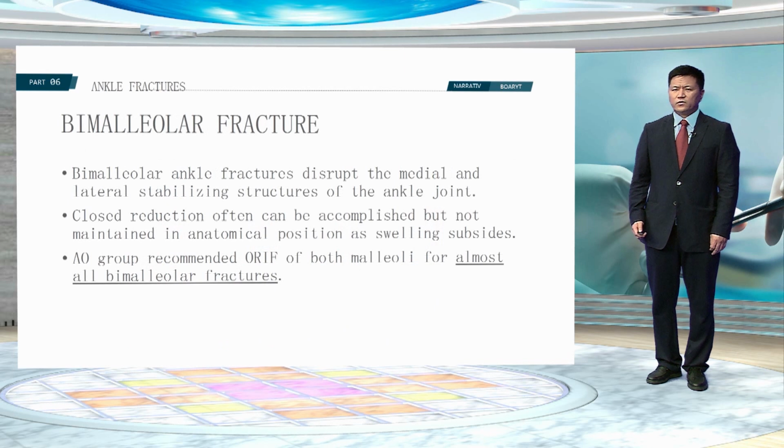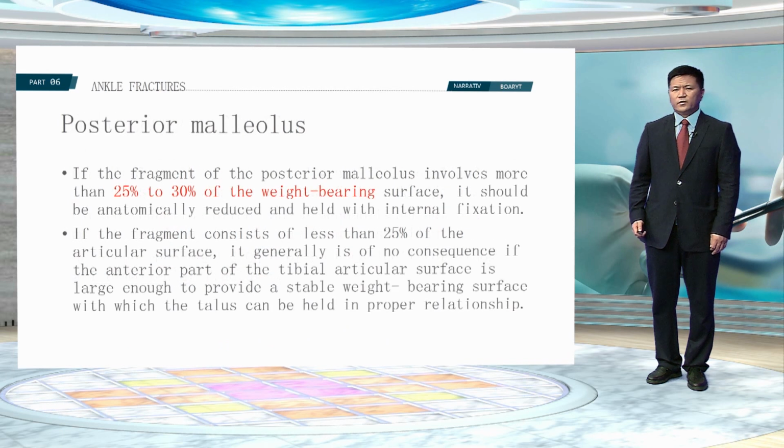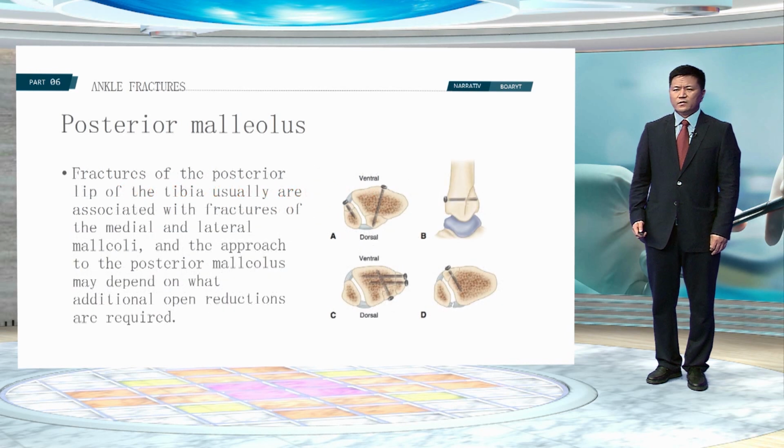If it is a bimalleolar fracture, it is unstable. Usually we need to fix it. For the posterior malleolar fracture, if the fragment is larger than 30% of the articular surface, we need to fix it. This is the picture. We can use several screws to fix it.